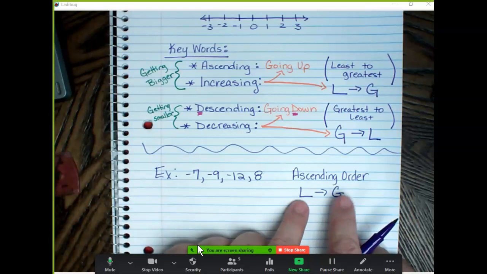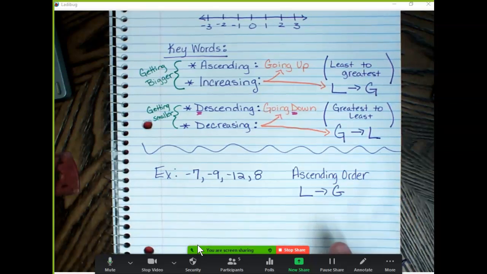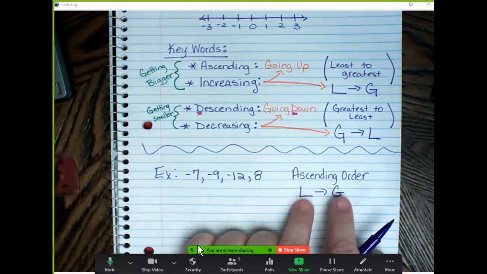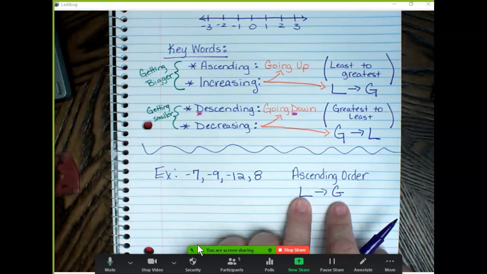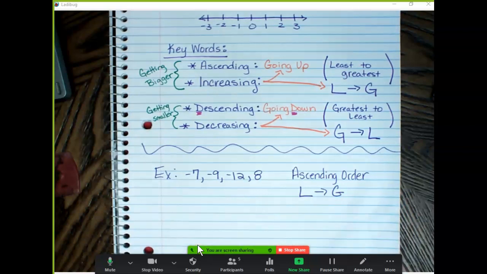This brain note will help your brain, because have you ever put stuff in order and you do such a good job, but then you realize it's backwards order? So this is just going to help your brain slow down and go, oh, I need my smaller numbers first, my greater numbers last. The smaller numbers have the smallest value. All right, so let's look and see what that looks like.